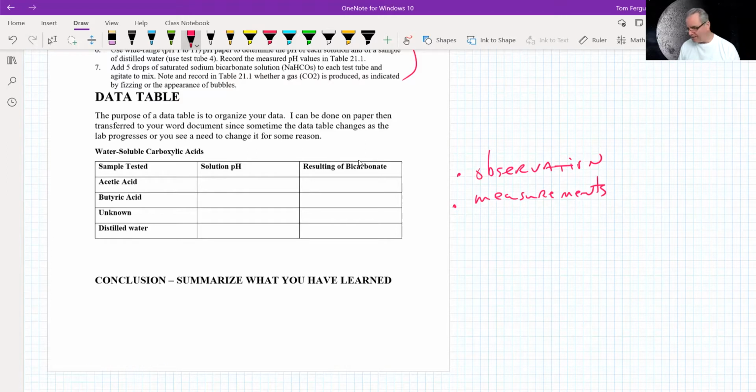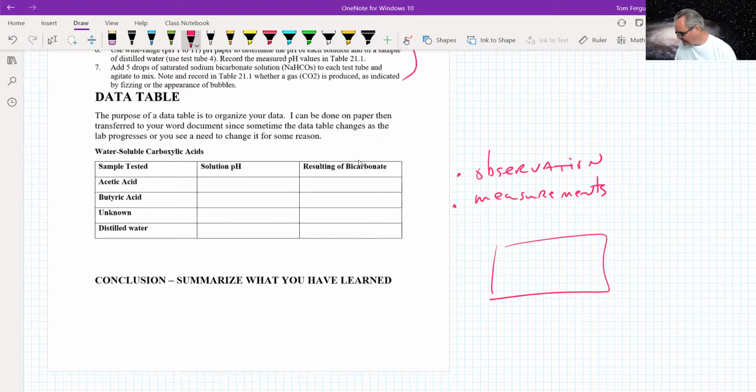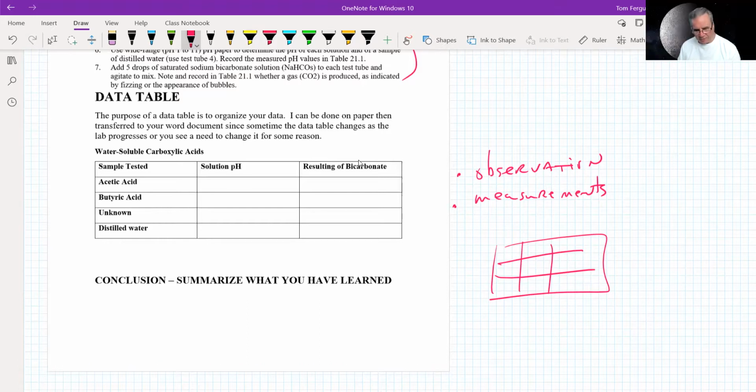Now, the thing about data tables is you can do a data table on a piece of paper, and the nature of data tables is they do change. Like you may be going, oh, I need an extra place to put this observation that I didn't think about before. So your data table could change, and that's not a problem. The main thing is you need a place to organize your data, and that is the data table.